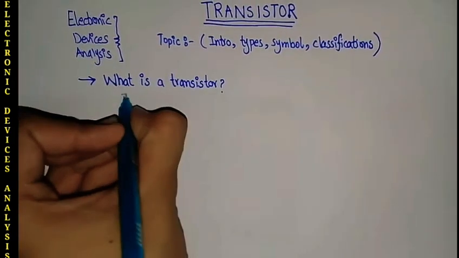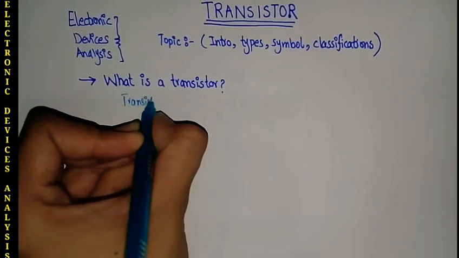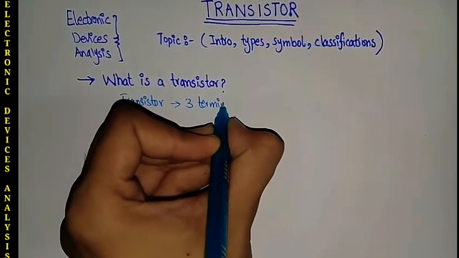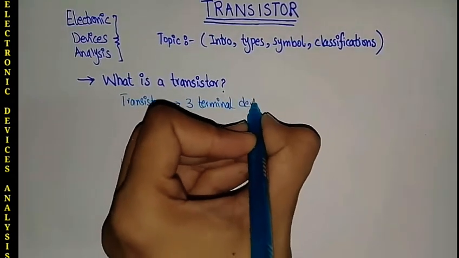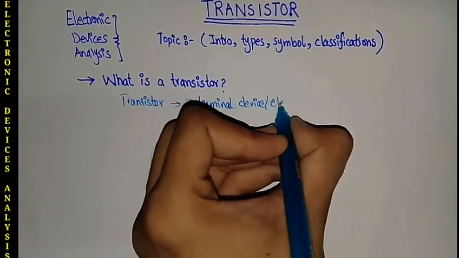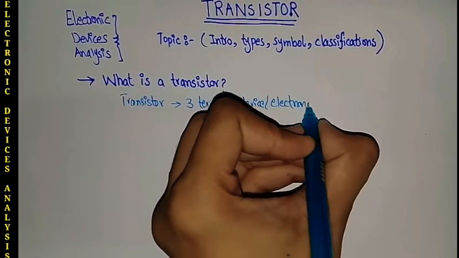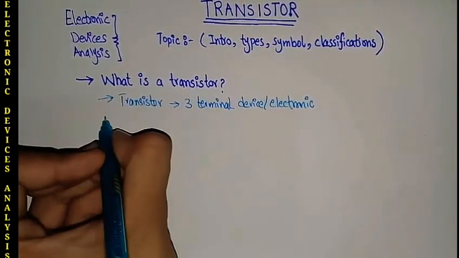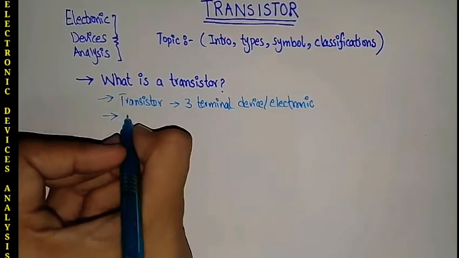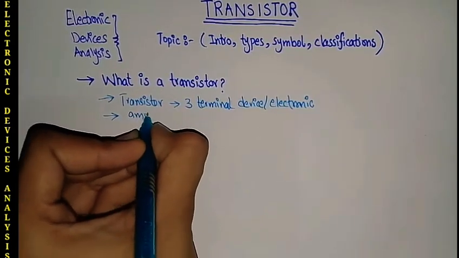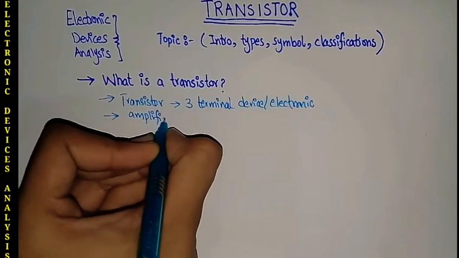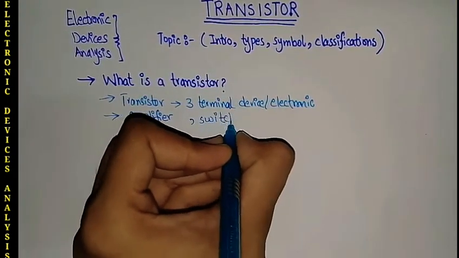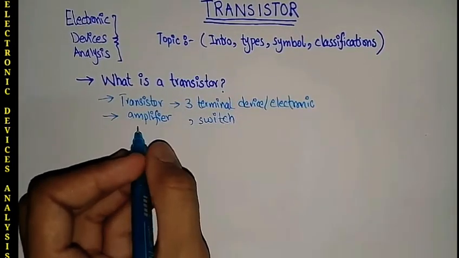Mainly a transistor is a three terminal device, and the device is an electronic device. A transistor will be a three terminal device, and also the transistor will be used as an amplifier and as a switch.